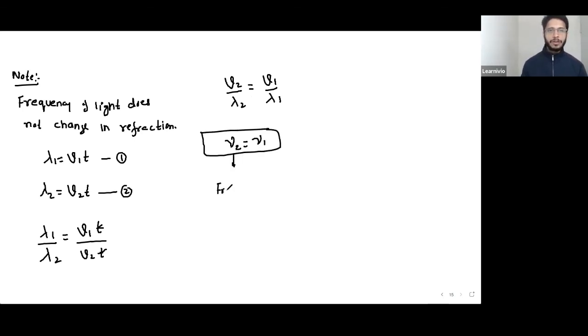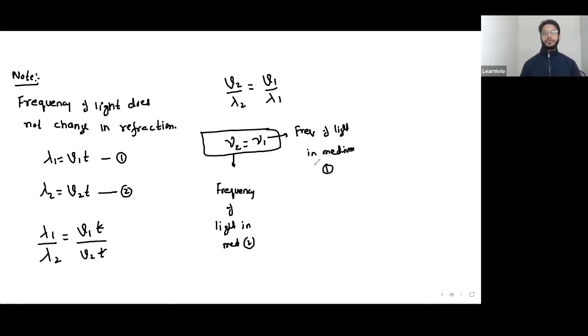This is the frequency of light in medium 2. And this is the frequency of light in medium 1. So that's it. That's all about wavefront and Huygens principle. That's the first chapter of Wavefront.